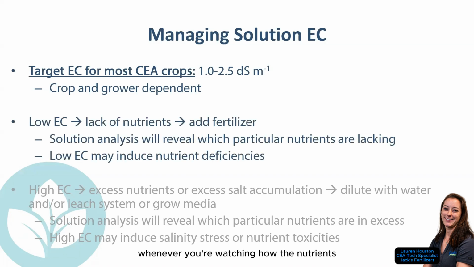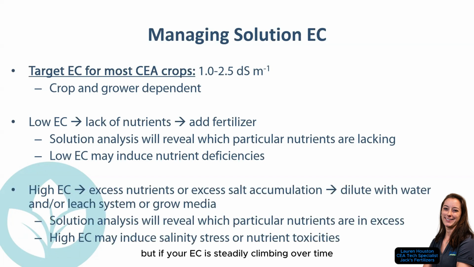Whenever you're watching how the nutrients and the EC change over time, it's important to keep in mind that if the EC is consistently low, the EC is dropping over time, that's because plants are taking up the nutrients, they're removing those charged ions from the solution, and it's lowering the EC. So if your EC gets too low, you could be at risk of developing nutrient deficiencies from those nutrients that are going to be lacking in solution.